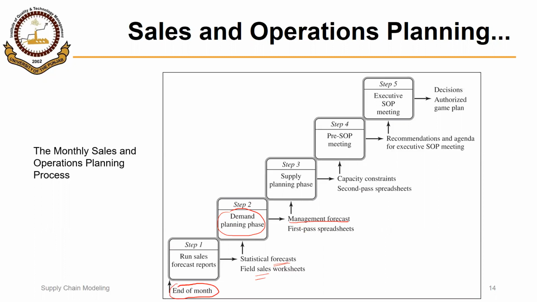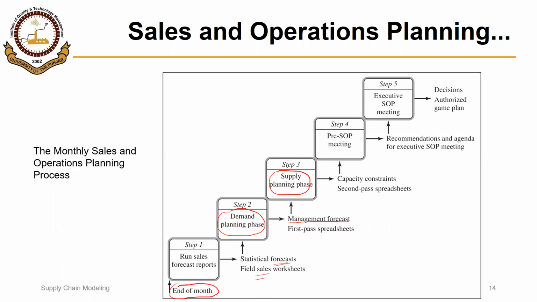The step three is the supply planning. This is generally done by the production department. Here resources are analyzed, whether sufficient resources are available to meet the demand. If some changes are required for the next month's plan, they are made or recommended.